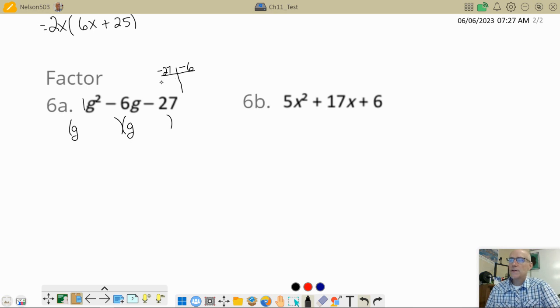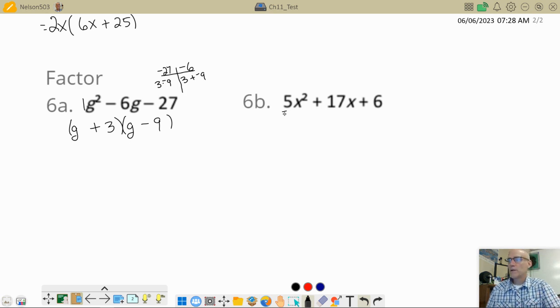And so I see 3 times 9 is 27, right? But I need a negative 6 when I add them together, right? 3 plus 9 added together gives me 12. But one of these two has to be negative. So I'm going to make the 9 negative so that I have a 3 plus a negative 9. And that would give me the negative 6 right there. So I come down here and I put g plus 3 and g minus 9. And I'm done at that point. I mean, that's all we need to do on these kind of problems.